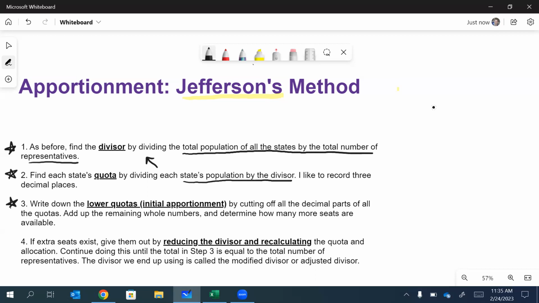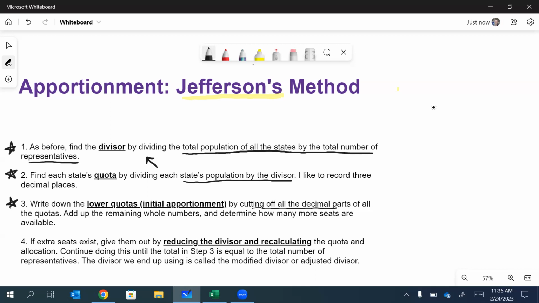You're going to write down the lower quotas, the initial apportionment, and all you're going to do is just cut off the decimals, right? You're just going to write down the whole numbers. Whatever you have as the whole numbers is the number of seats that each state will get. Now, what will often happen when you cut off the decimals is that you'll have some states that will actually be picking up a seat later because the total number of seats is not equal to the total available. So we're going to determine at this point how many more we need to give out.